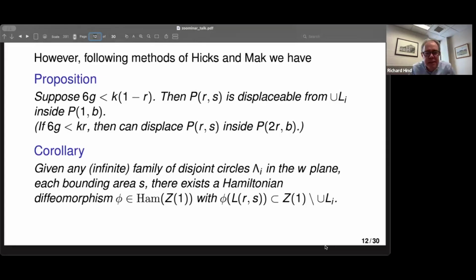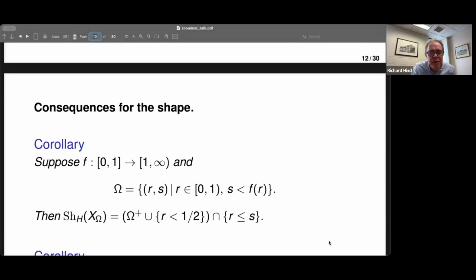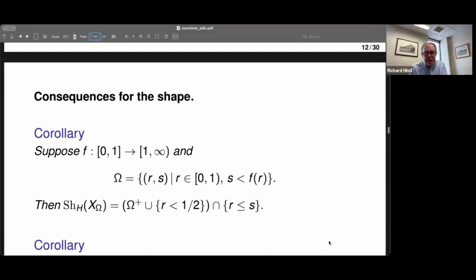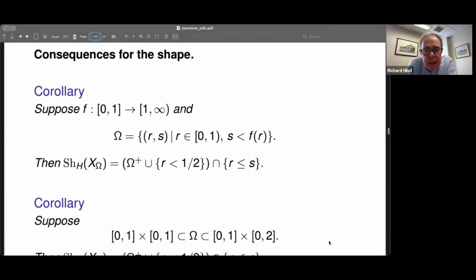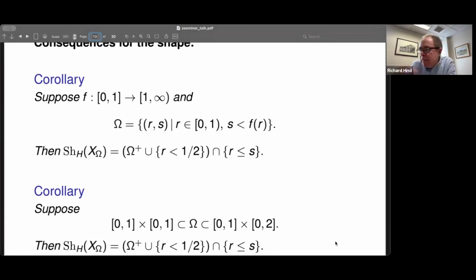So that's what we have. Then back to the shape. This is supposed to say things about the shape. There's the corollary of the first result and the second one. So, first example, I'm assuming my toric domain is the area under a graph.